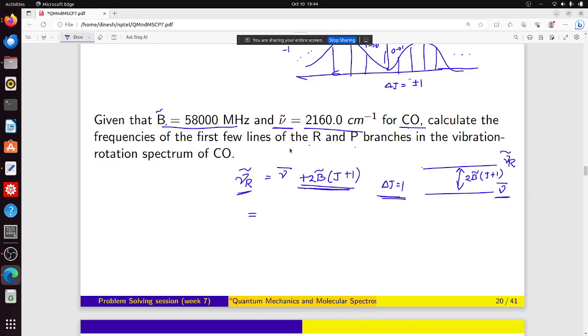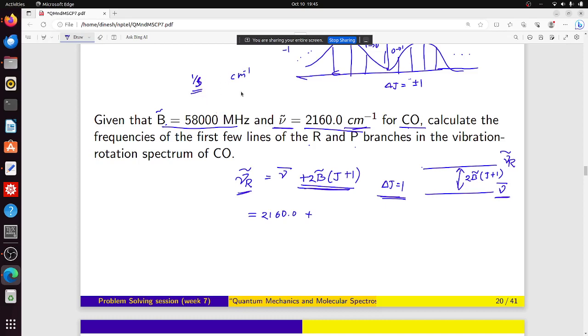Okay, now we have ν̃ = 2160 cm⁻¹ plus B̃, which is given in terms of hertz. So what we can do is convert it into the same unit, centimeter inverse. This is a frequency, 1 over time, or 1 over second unit. We need to convert it to centimeter inverse.